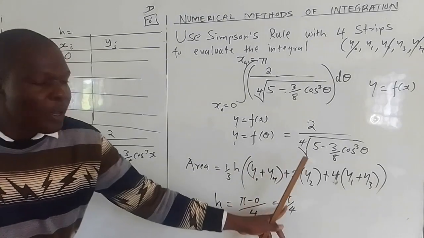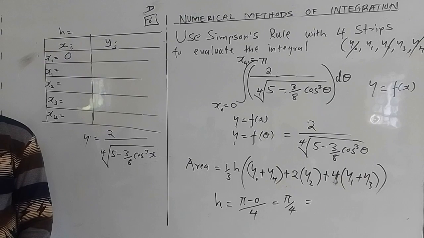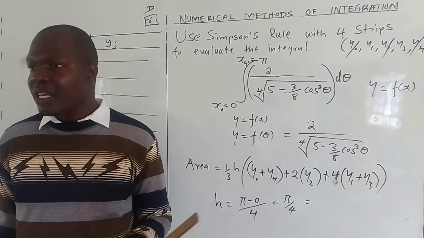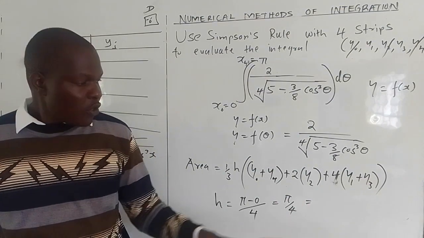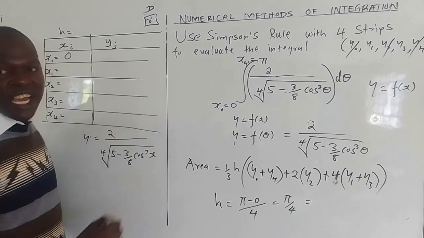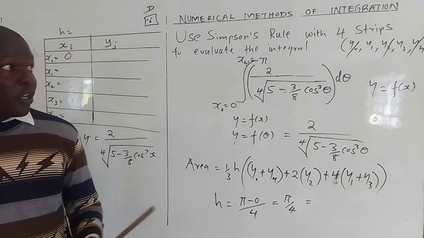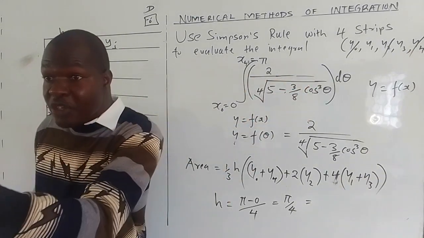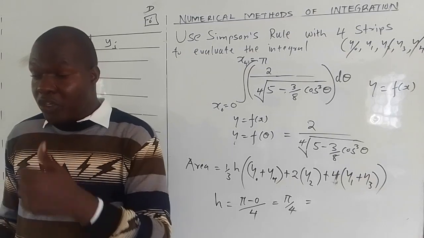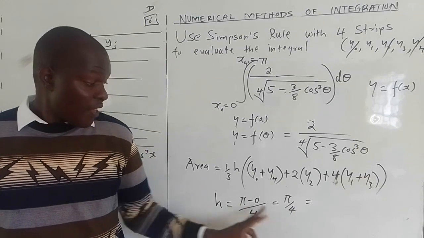Your edge you found to be pi over 4. Because there's pi in the calculator. You were told to give your answer in 6 decimal places. So can you fix the calculator to 6 decimal places? You go to mode, then fix, then you select 6 decimal places. You want to move stepwise. So what is pi over 4? That is the value of edge.